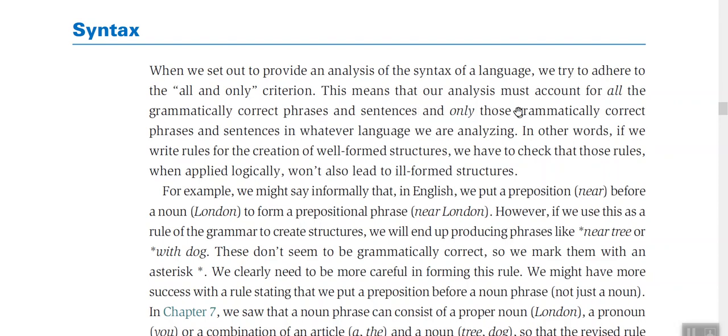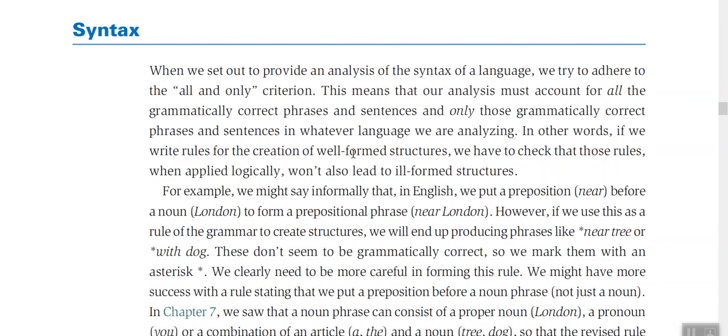This means that when we want to analyze something, for example, a noun phrase, a verb phrase, or when we want to put rules, our analysis must account for all grammatically correct phrases and sentences. This is all. And what is only? And only those grammatically correct phrases and sentences in whatever language we are analyzing. This is the criteria. This is all and only.